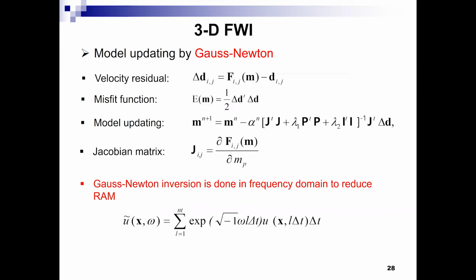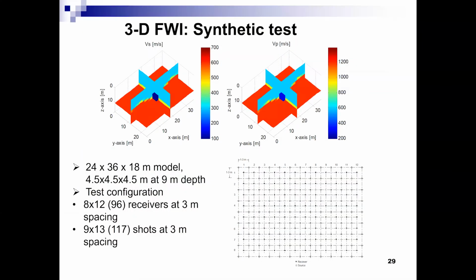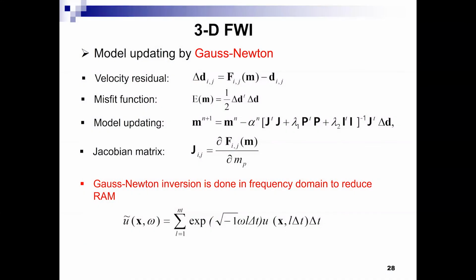Go back to Gauss-Newton for 3D. It took us several months to develop this. It's really difficult because we have to calculate the Jacobian matrix from the virtual source and reciprocal wave field, calculating the Jacobian matrix for all the cells together, not one by one. So we do the velocity residual again.